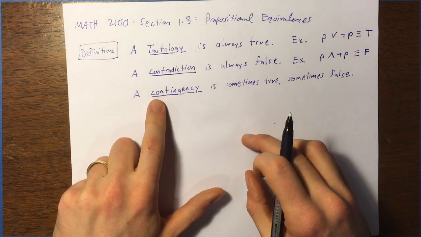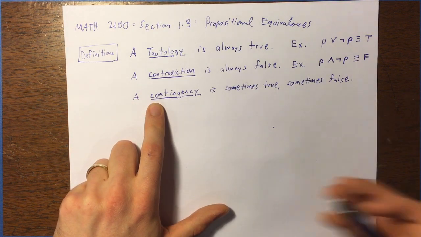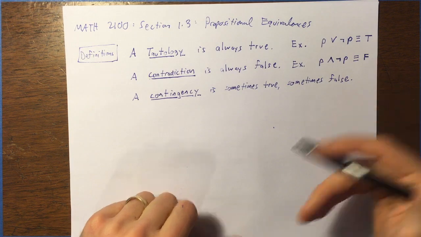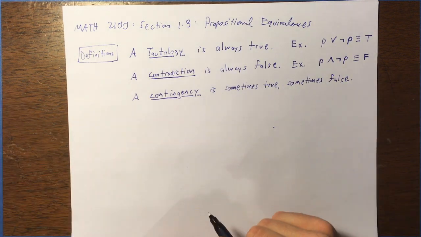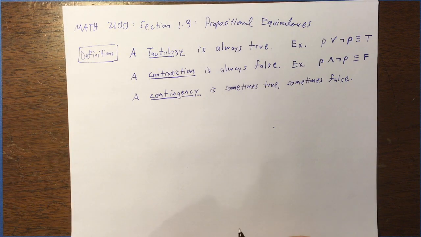And then a contingency is pretty much any other proposition, which is sometimes true and sometimes false depending on the values of the variables involved. If you look at the grand world of all possible propositions, most of them are probably contingencies. All possible compound propositions involving variables, most of them are probably contingencies, and then some of them will be tautologies and some of them will be contradictions.